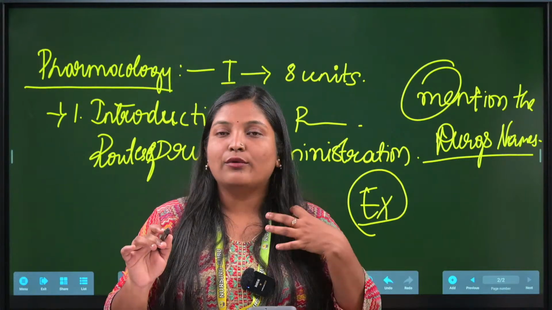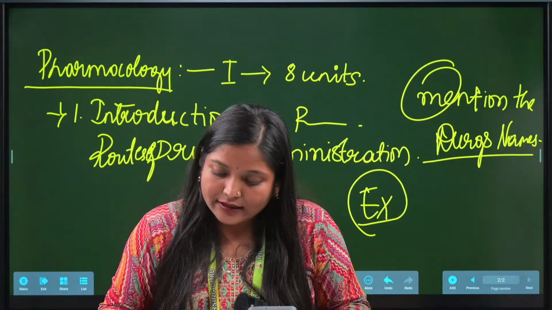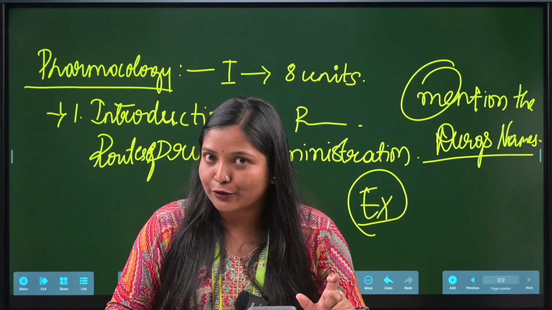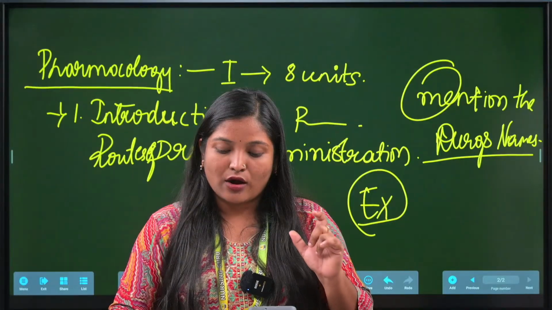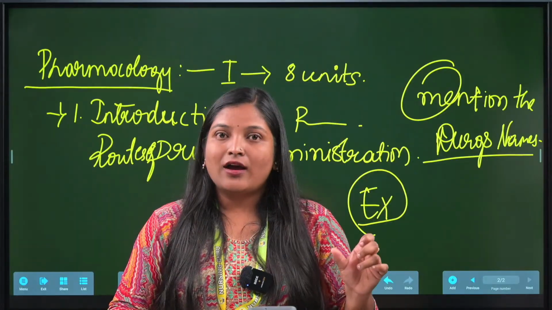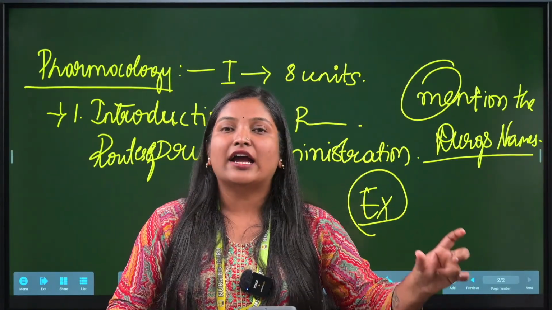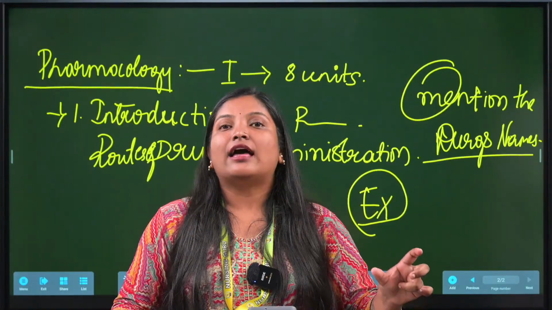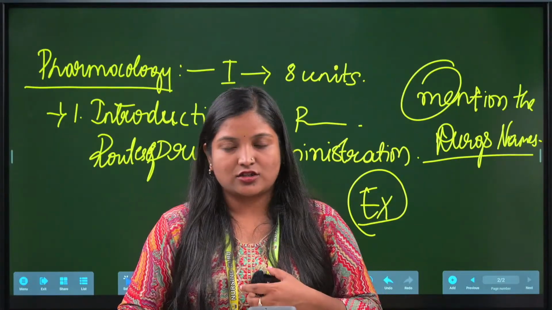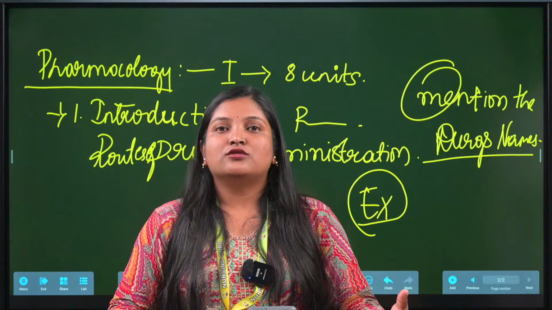Now we will go with the first unit itself, in that, pharmacodynamics. In pharmacodynamics, we are supposed to know about the actions of the drug. If you are providing antiemetics, what is the action of the antiemetics? It is going to stop the vomiting sensation or the nausea sensation that we have. For example, ondansetron, Emeset.